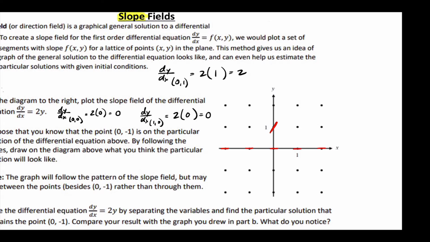Is there anywhere else on the field where it would have the same slope? When y is equal to 1, it's always going to have the same slope, right? So where else is y equal to 1? This whole row, this whole row here, y is equal to 1, right? So it's going to have the same slope. So they're all going to be parallel to each other.